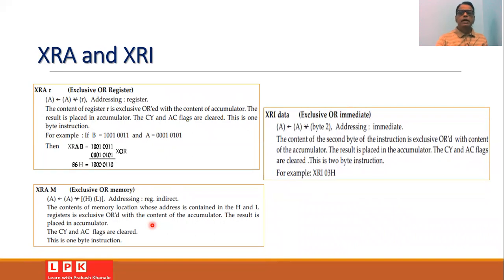Whenever we want to make an exclusive OR operation with the immediate data available, then one can write the instruction XRI data, where the content of the second byte of the instruction is exclusively ORed with the content of the accumulator, and the result is placed in the accumulator. Here also the carry and auxiliary carry flags are cleared. For example, when I write the instruction XRI 03H, then this data 03 is exclusively ORed with the content of the accumulator.